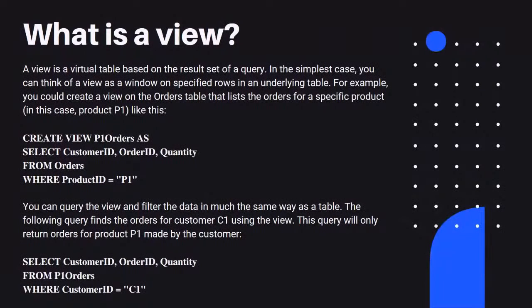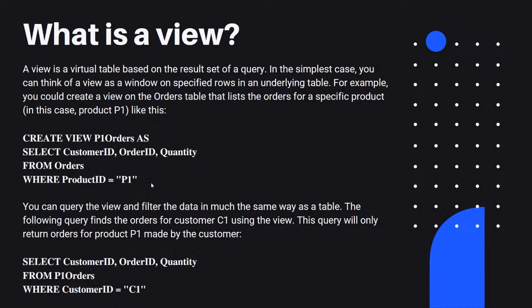Second, we can use a view. What a view is: as I have done in indexing, where we made the index and searched accordingly, in a view we make a virtual table based on the result set of a query. For example, here I have CREATE VIEW P1_orders AS SELECT customer_ID, order_ID, quantity FROM orders WHERE product_ID = P1.